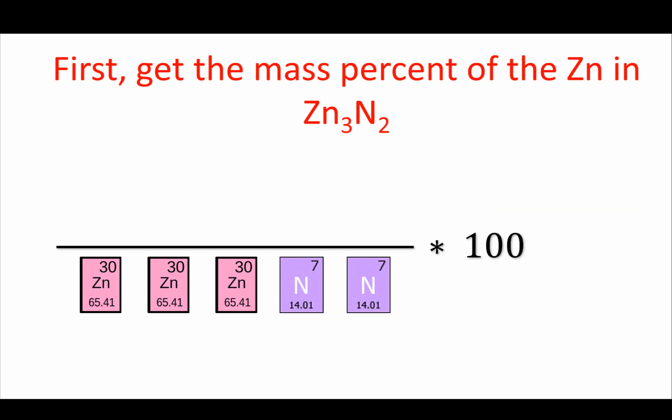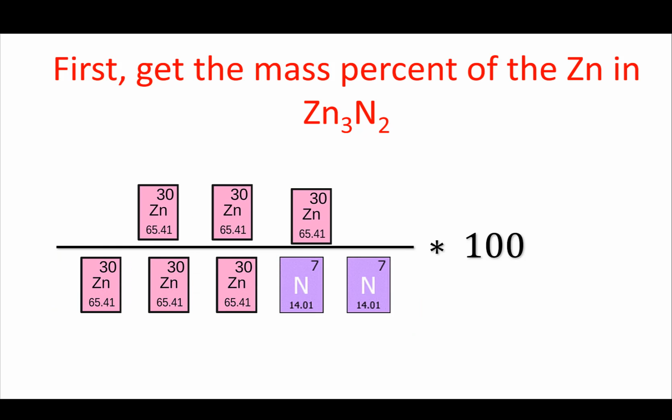This is really what it means. You have all these atoms, and I'm asking what percentage of this mass is made of the zinc. So to figure out the percent, I take the mass of the zinc atoms, just the zinc atoms, divided by the mass of the whole thing, times 100.